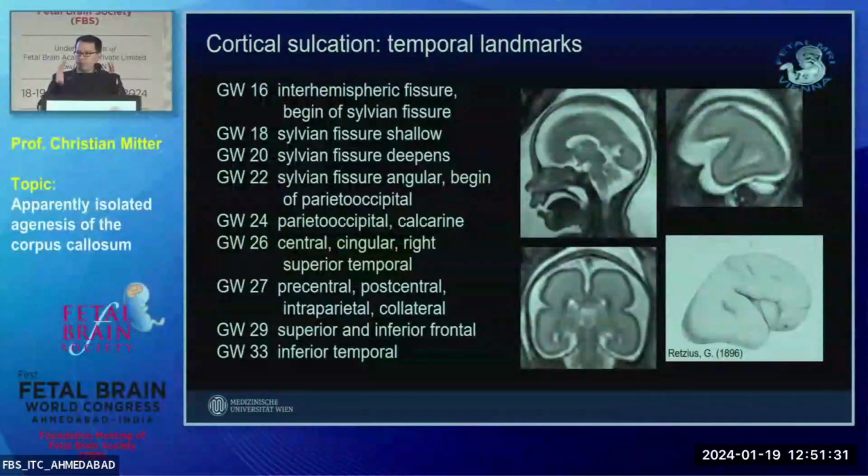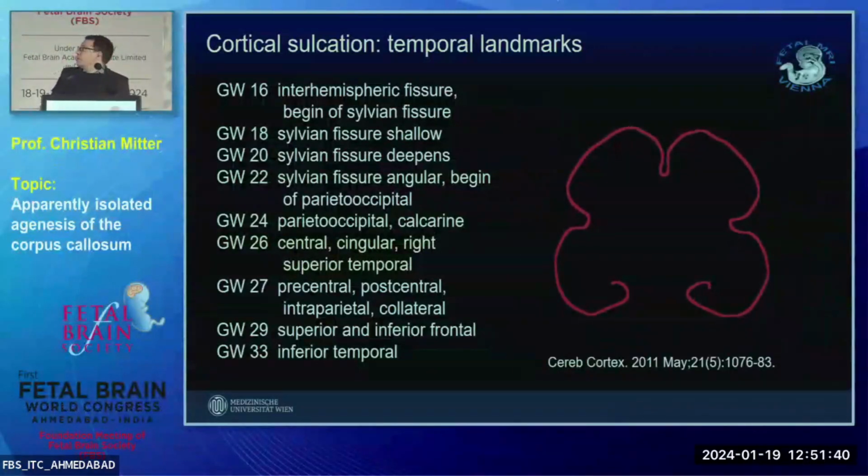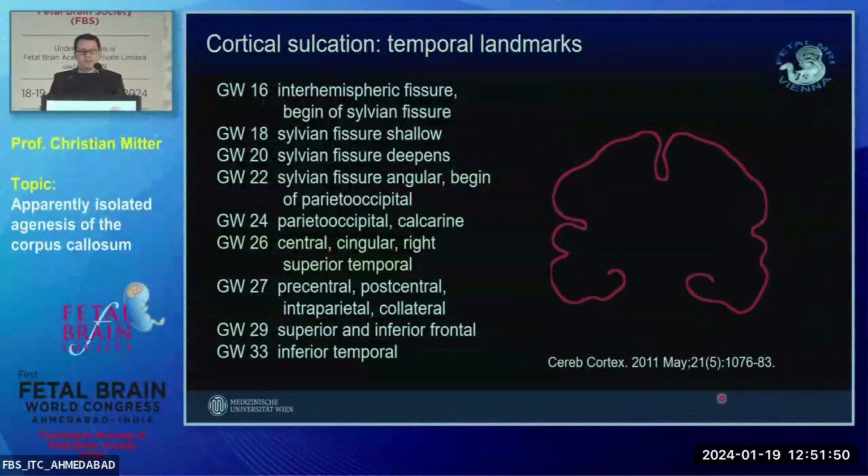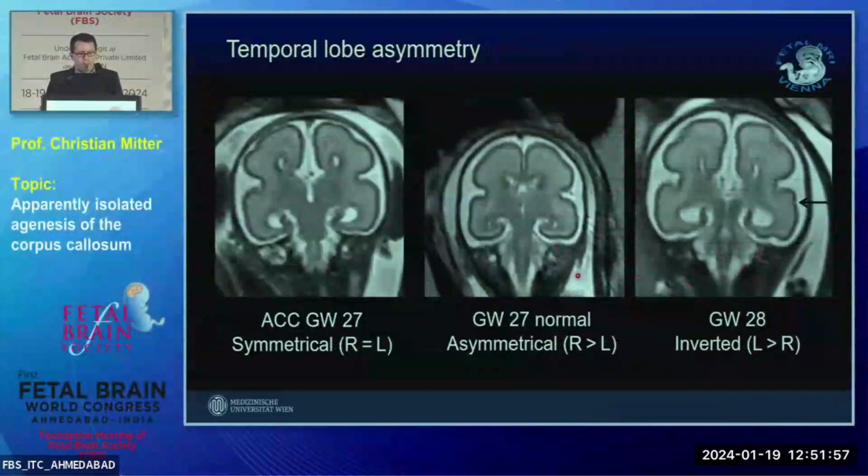So this is a normal appearance. The fetal brain should be asymmetric in this regard. You see a movie of the development of the superior temporal sulcus over the course of gestation. See, it appears earlier on the right side, later on the left side. And it is also deeper on the right side than on the left side. This is how it should look: normal asymmetry with a deeper superior temporal sulcus on the right.